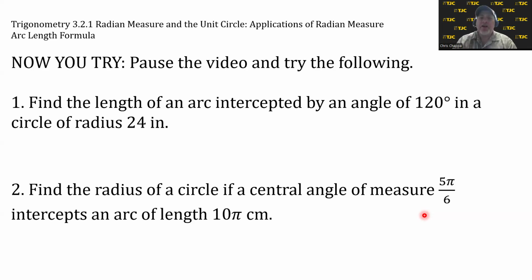Now you try. Pause the video and try the following. Find the length of an arc intercepted by an angle of 120 degrees in a circle of radius 24 inches, and find the radius of a circle if the central angle of measure 5 pi over 6 intercepts an arc of length 10 pi centimeters. So in this case, I gave you the arc length and the angle. You find the radius. Pause the video, give it a try.